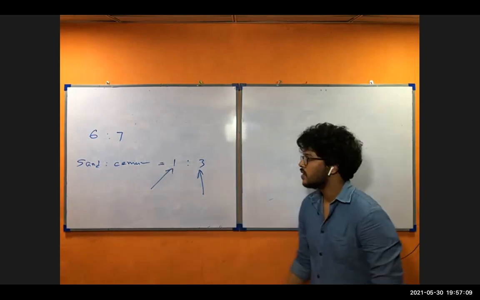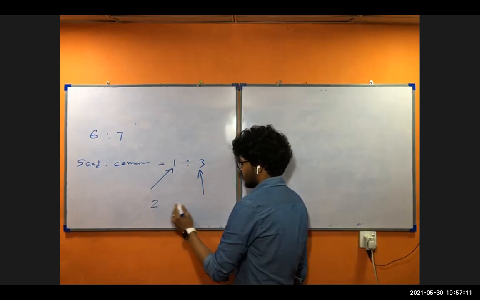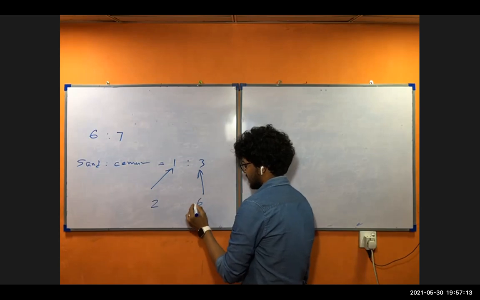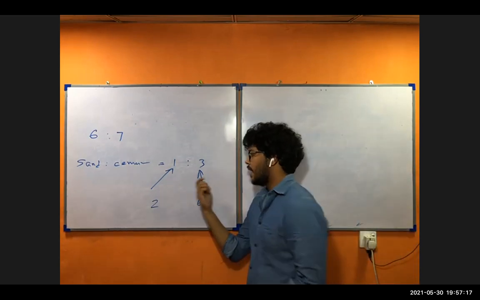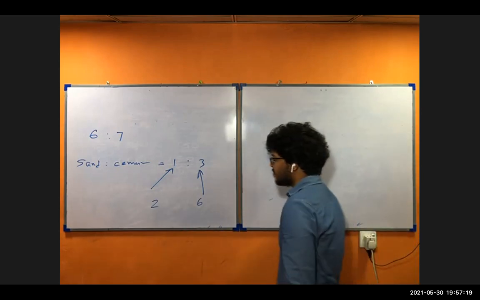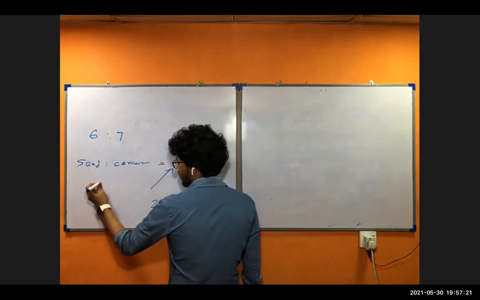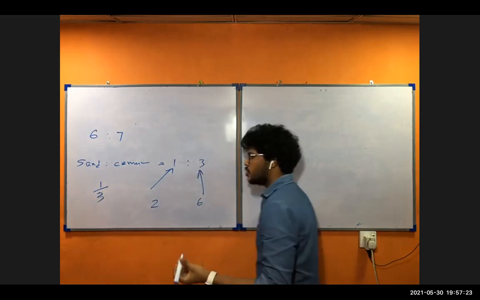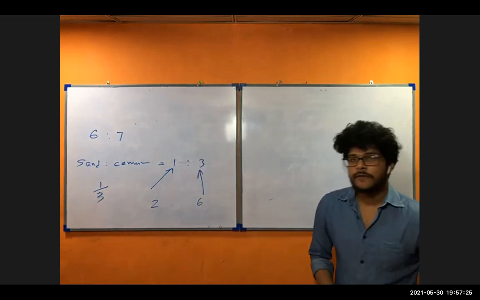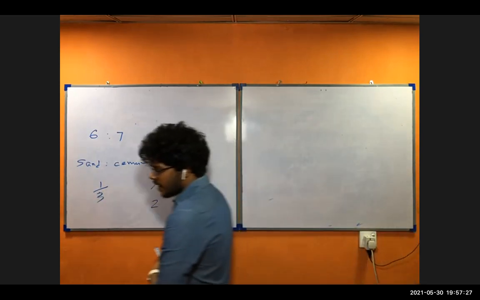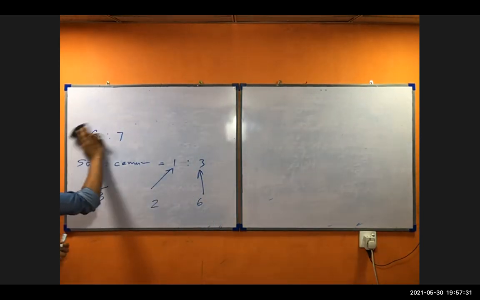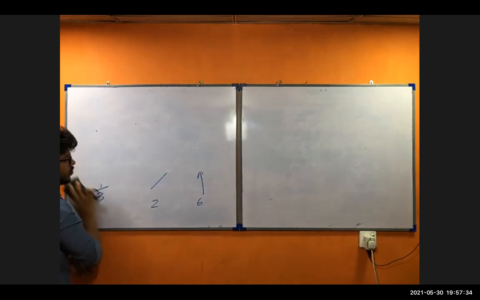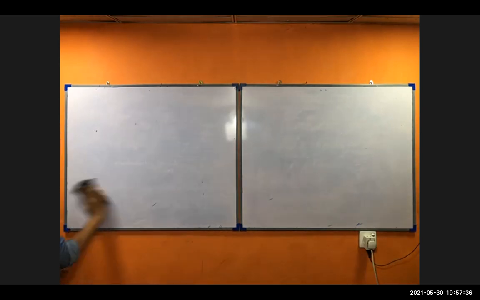If this is 2, this is going to be again 3 times. If this is 2, this is going to be 6, right? So any ratio can be expressed as a fraction. So 1:3 means 1/3. So under ratios, you learn 2 concepts: direct proportional and indirect proportional. So what is direct proportional and indirect proportional?